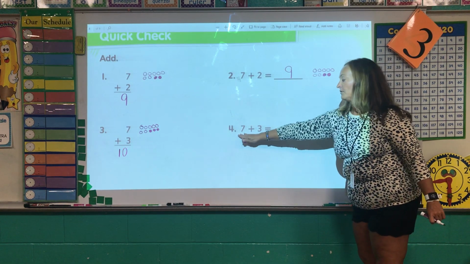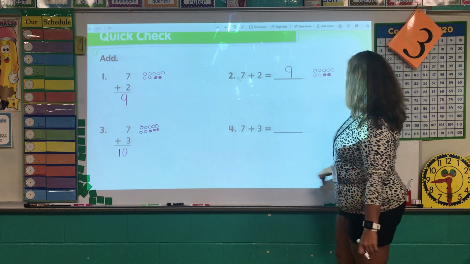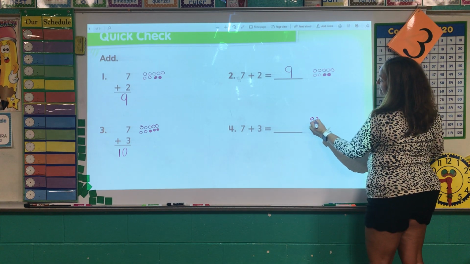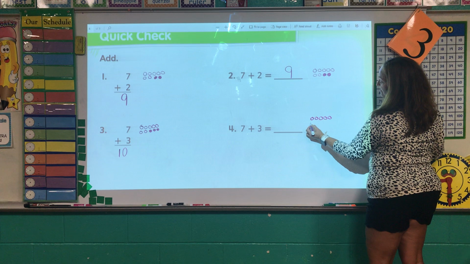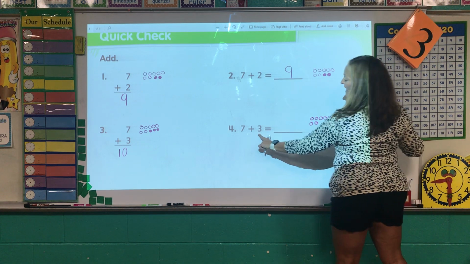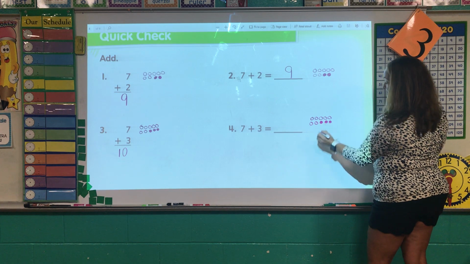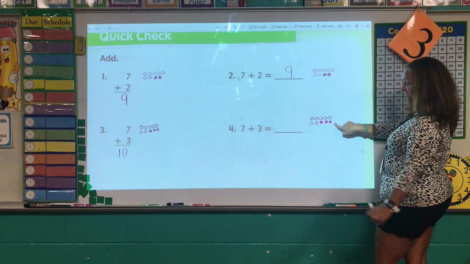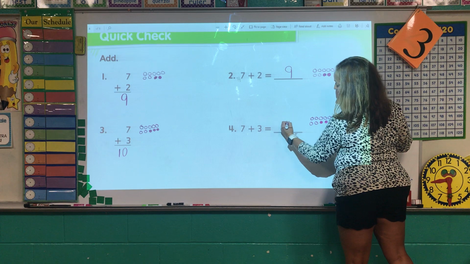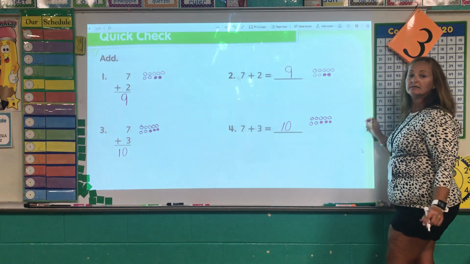Same thing over here. I'm going to go left to right. So I'm going to draw my first group first. 1, 2, 3, 4, 5, 6, 7. I need 3 more. So I have a group of 5 and a group of 5. I have 10 in all. So 7 and 3 is 10.